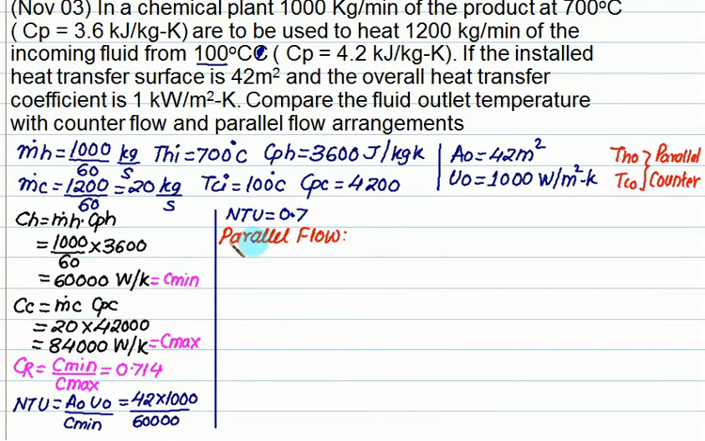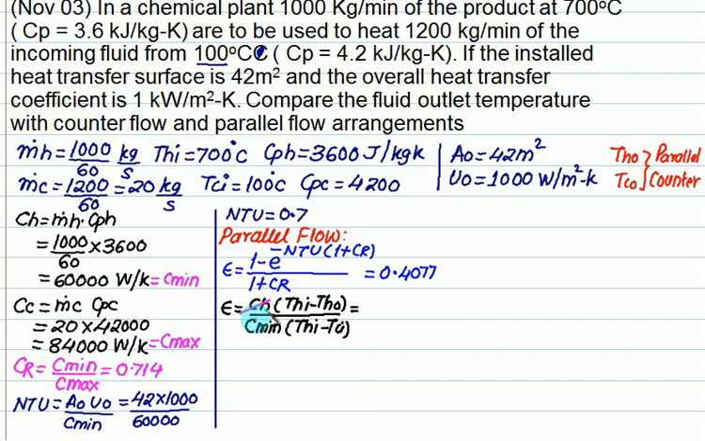So in case of parallel flow, effectiveness is given with NTU equals 0.7 and Cr equals 0.714, and obtain the value of effectiveness. Effectiveness is defined as Ch, so that is cancelled. Now Thi equals 700 and Tci equals 100, and this value is 0.4077. So from this we can calculate Tho. So Tho equals 455.4.